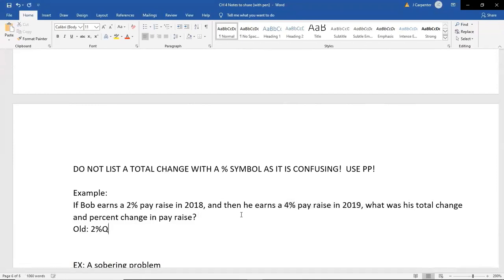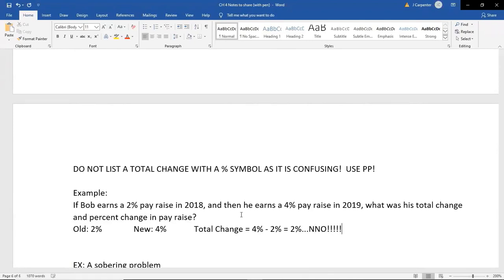So the old is the 2%. New is the 4%. You got a 2% increase 2 years ago. You got a 4% increase 1 year ago. These are both increases. They're not base values. So the total change would be the new minus the old, which is 4% minus the 2%, which is in fact 2%.